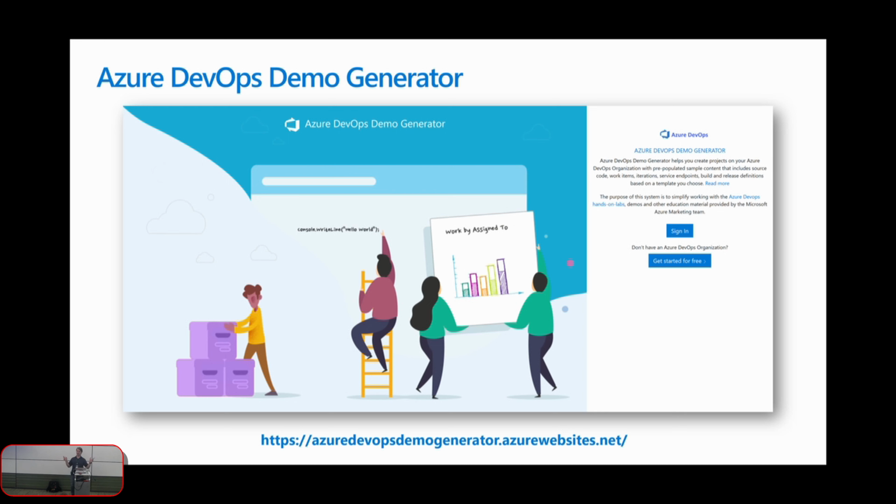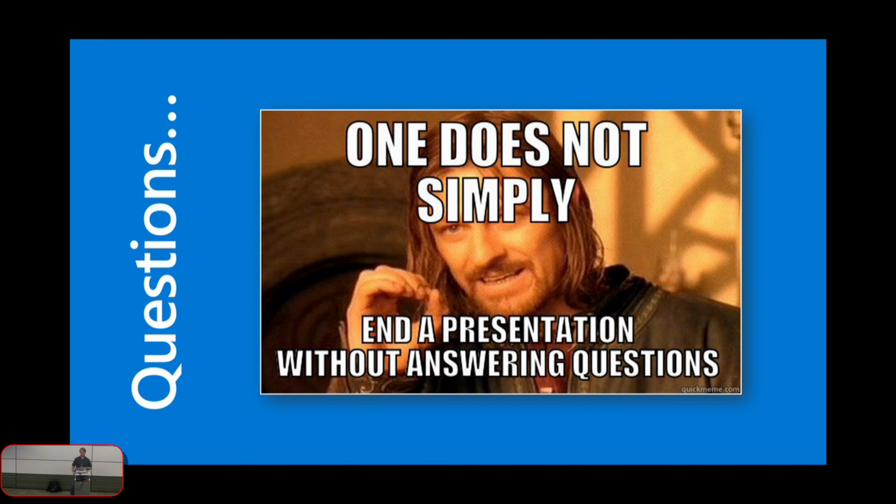So those demos I was doing tonight, both of those are from this demo generator. So it creates the source code, the work items, the builds and releases, all of that stuff in a matter of seconds. So if you aren't too familiar with Azure DevOps, or maybe you are and you just want to play around, it's a great way of getting projects set up that actually have content in them, rather than starting empty and trying to just add things to see how things work. So super, super helpful site. And finally, we're done. So, any questions?